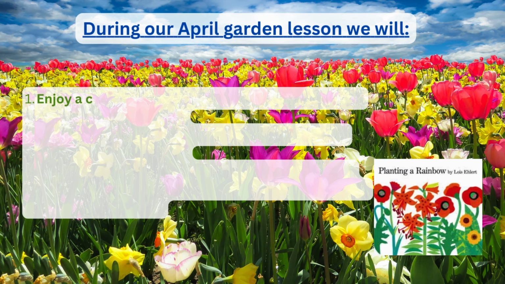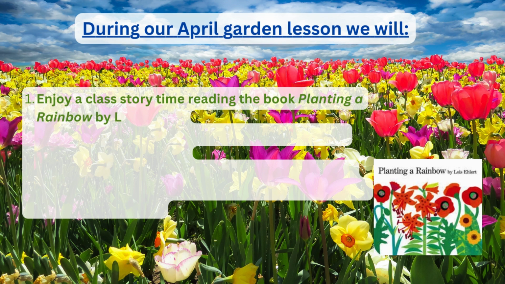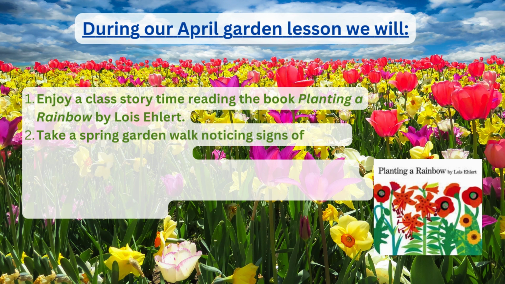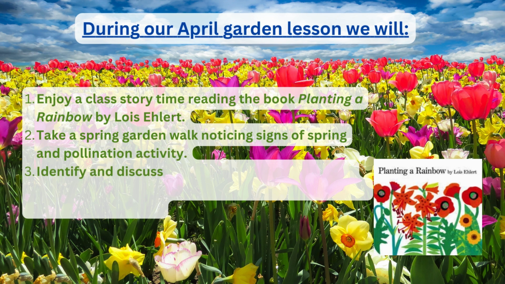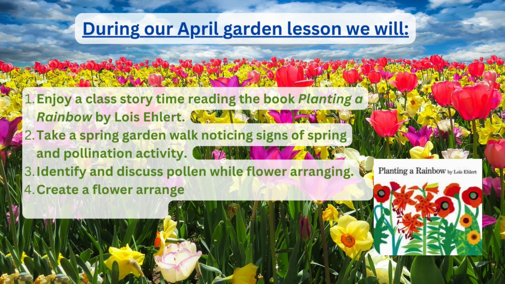During our April garden lesson, we will enjoy a class story time reading the book Planting a Rainbow by Lois Ehlert, take a spring garden walk, noticing signs of spring and pollination activity, identify and discuss pollen while flower arranging, create a flower arrangement to celebrate spring and beautify our school.